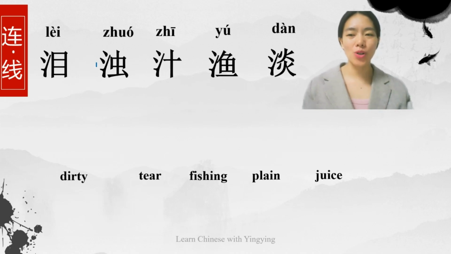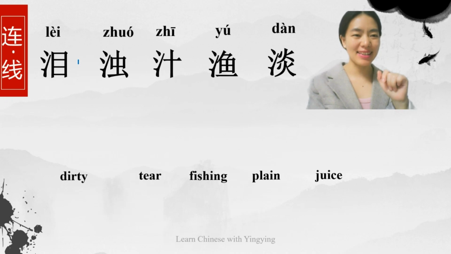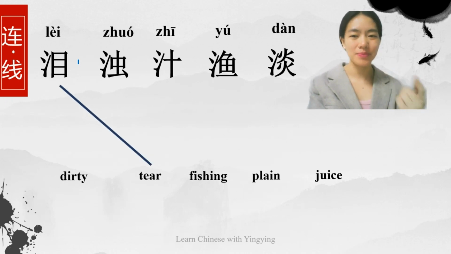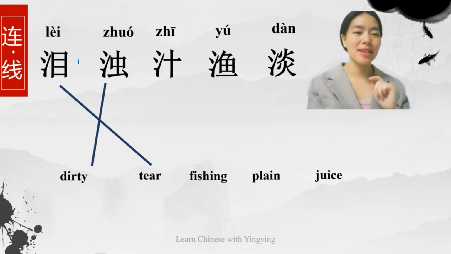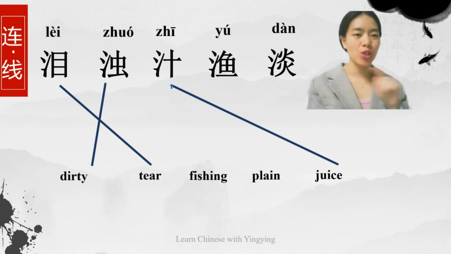So the first word is lay. Lay. It means tear. The next word is 浊. 浊. It means dirty. And this word is 汁.